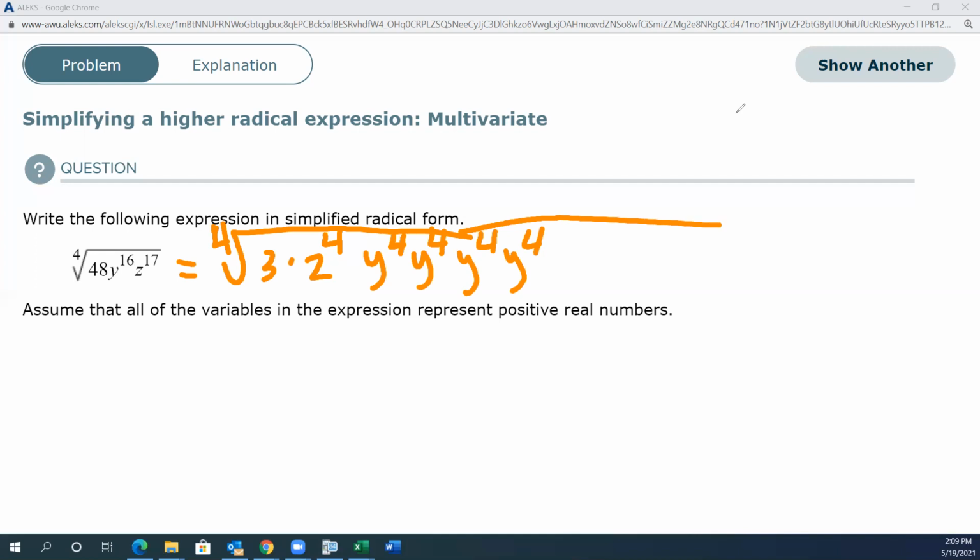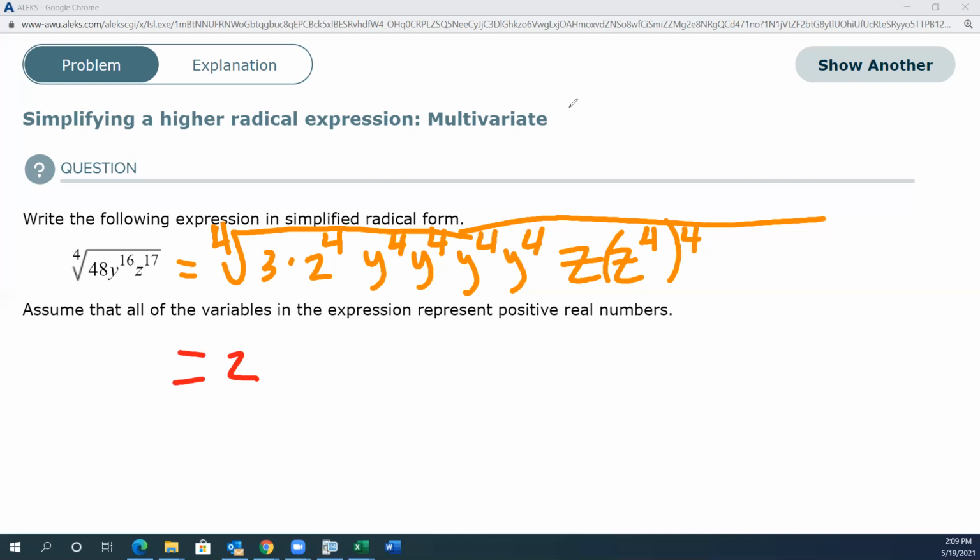And then z to the 17th, I could write that as z. You know what, this time I'm just going to say z to the 4th to the 4th power. I could have done that with those y's, but I didn't bother. Okay, so I've got 1 complete set of 2's. Cool, so that's outside of the radical.